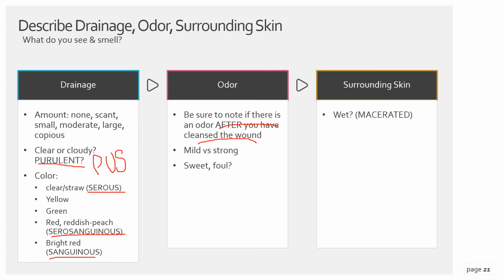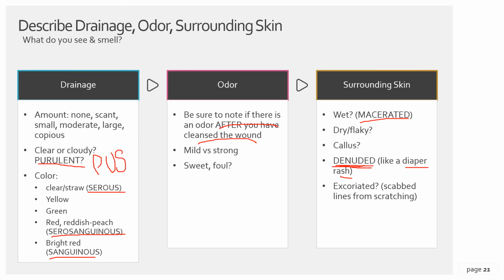And then you want to describe the surrounding skin. Did it get too wet so it looks white? That's called macerated. Is it dry and flaky? Is there callus? Is it denuded? This is the medical term that looks like a diaper rash. So it's very often wet or weepy. It's usually red or dark pink. It's very often tender. That's denuded skin.